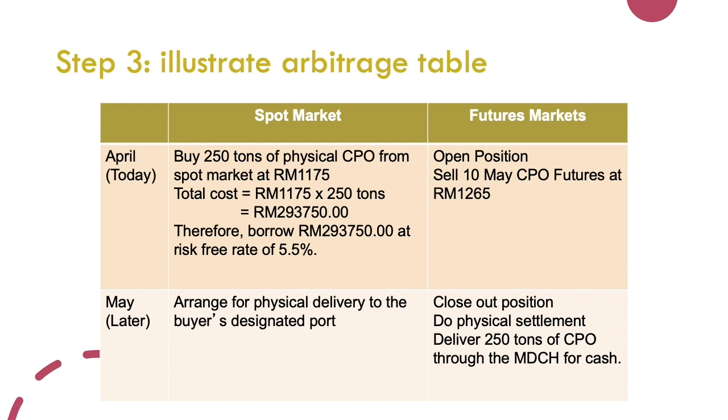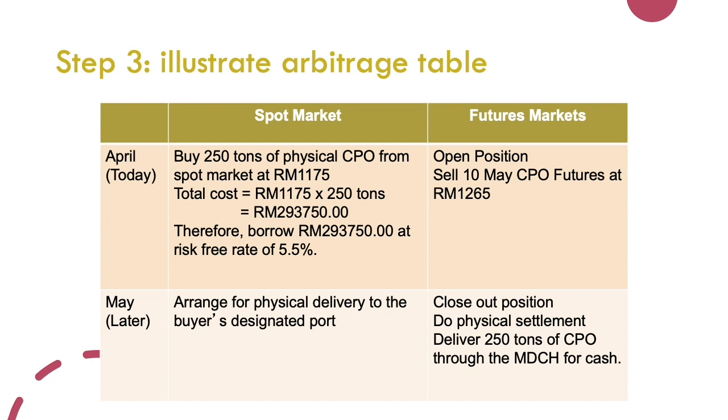At the same time, in the futures market, the arbitrager needs to open a position. He needs to sell 10 May CPO futures at a price of RM1,265. Then he holds his position from April till May. When it comes to May, the futures contract expires, so he needs to close out his position in the futures market. For arbitrage in FCPO, the arbitrager will use physical settlement to close out his position. To close out using physical settlement, he needs to deliver 250 tons of CPO through the MDCH for cash. MDCH is the Malaysian Derivative Clearing House. By using physical settlement, the arbitrager uses the crude palm oil that he bought today in April, and closes out his futures contract in May.